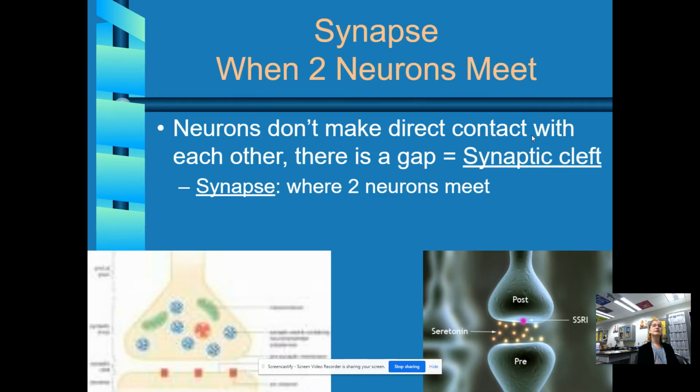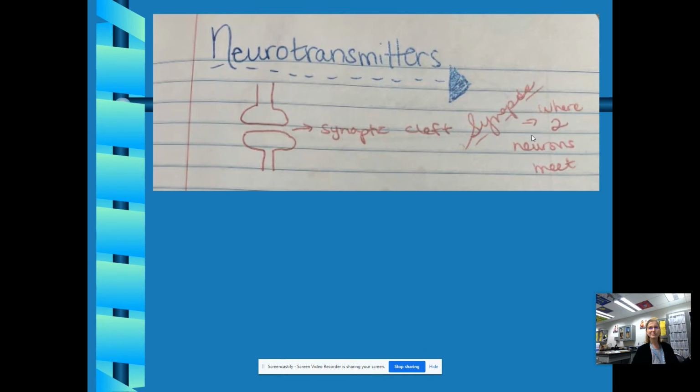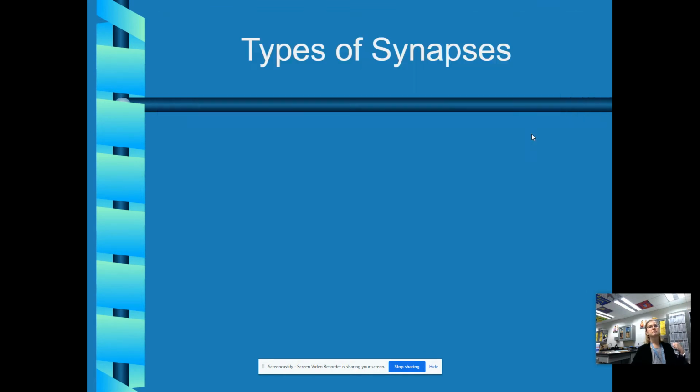So a synapse is when 2 neurons meet. They can't make direct contact. Instead, there's a little itty bitty gap in between, and it's called a synaptic cleft. So it's just a little bit of vocab to begin with. A synapse is a spot where 2 neurons meet, and the synaptic cleft is the little gap in between them. So I just drew it, labeled it, and said, there are my notes. Just trying to use less words.